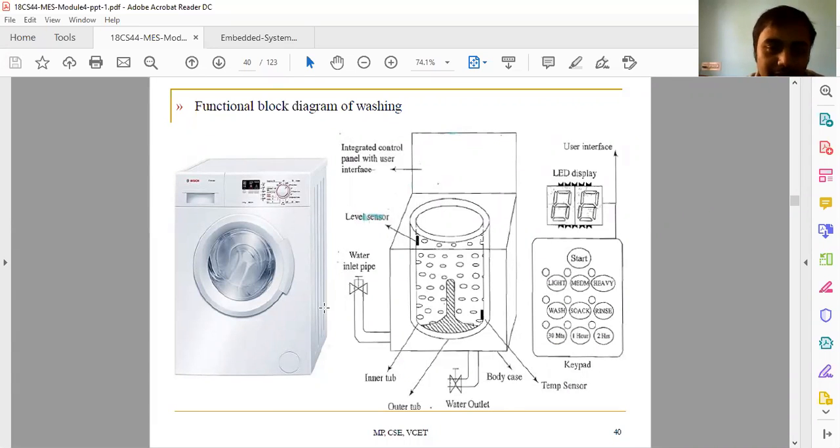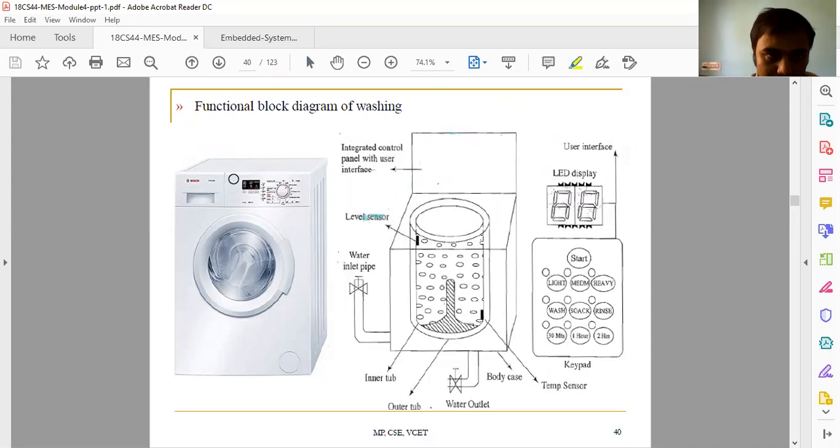He has taken two diagrams. One is to explain the internal block diagram, where he has taken the top loading, and for a simple external view, he has taken the front load. So it's from a Bosch company. The same diagram is given in the textbook also. So just observe here.